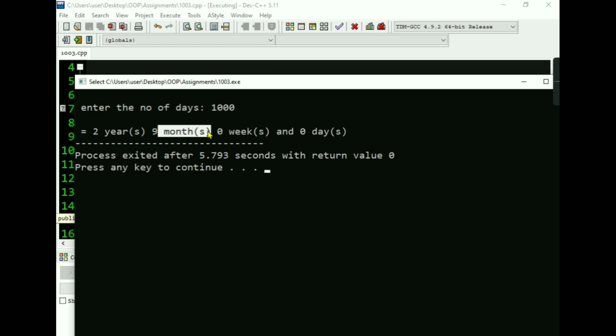Okay, so if you have doubt, you can check in a calculator. We have done it. We have input the number of days and we have calculated its equivalent years, months, weeks, and days. I hope you understand this program.